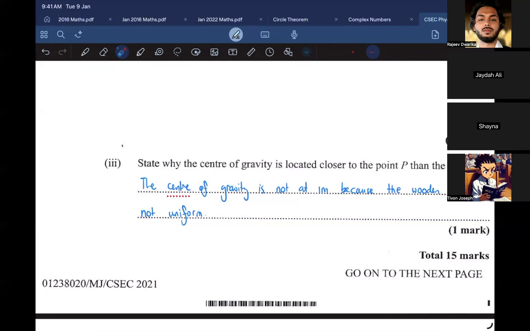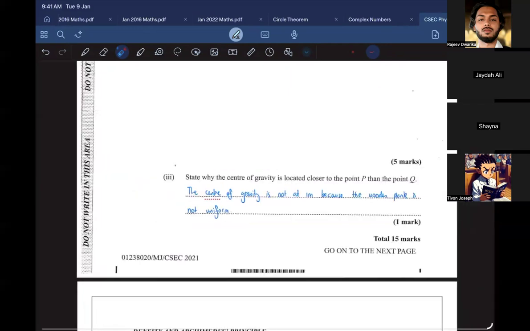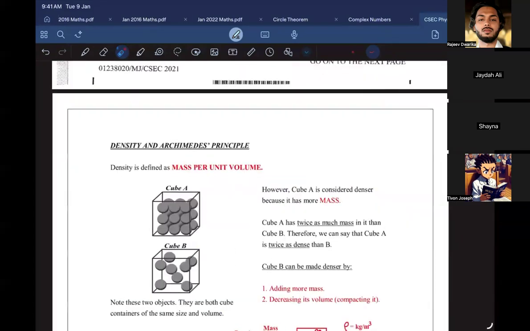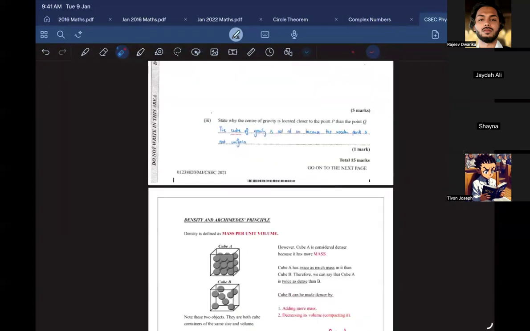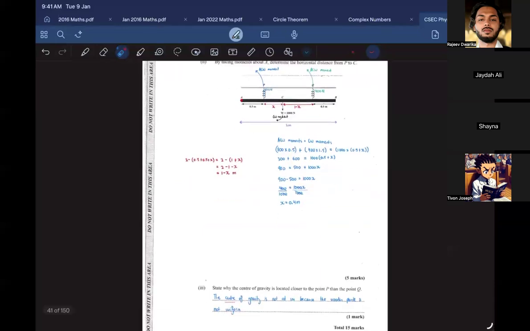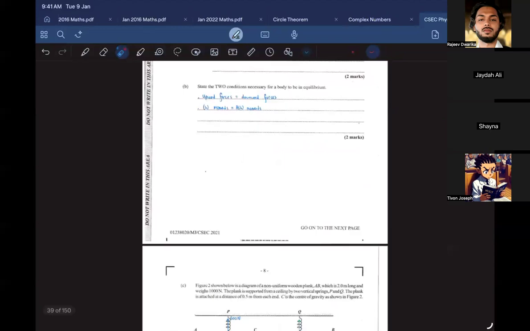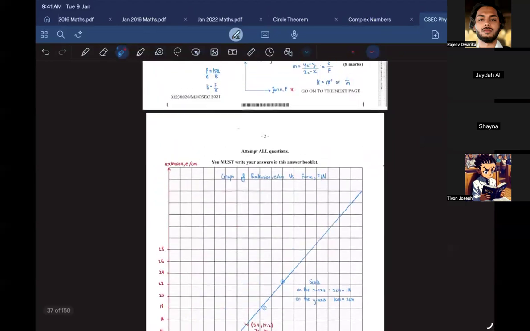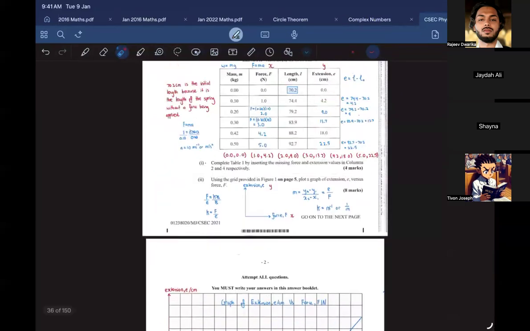I will get a better answer and put it in the document. But that's essentially it for class today. I know I wanted to start density and Archimedes' principle, but I'm happy that we got to do some difficult questions. So Jada, tell me if you understand how to do a Hooke's law question. Way better than when I was in Form 5, yes.